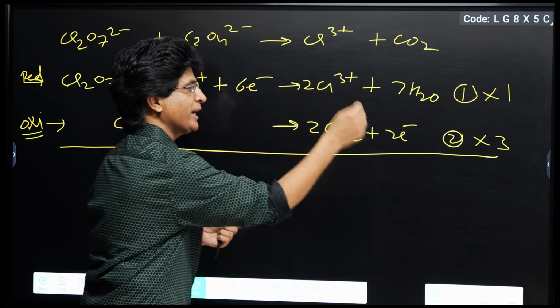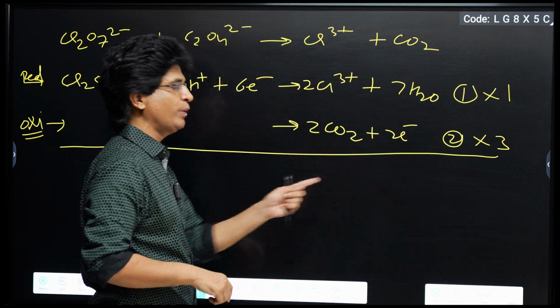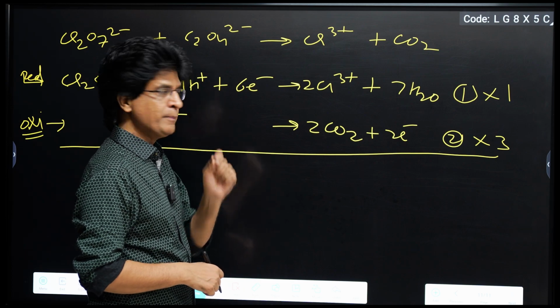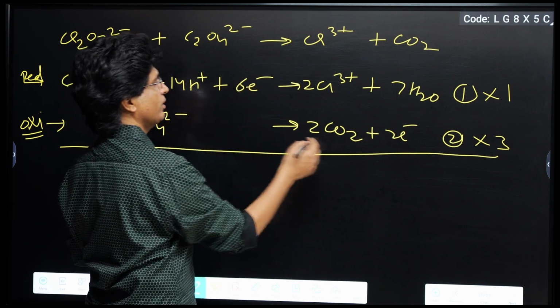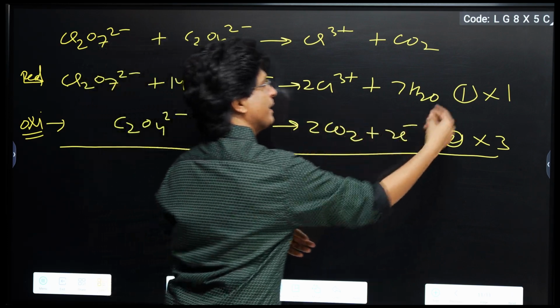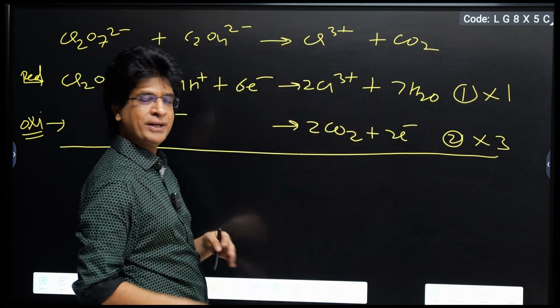So in the end you have to cancel 2 from every part of the equation, which is again a tedious task, so we'll avoid it here itself. Okay, so this is 6 electrons, this is 2 electrons. The smallest possible number is what? Multiply this by 1 and this by 3.